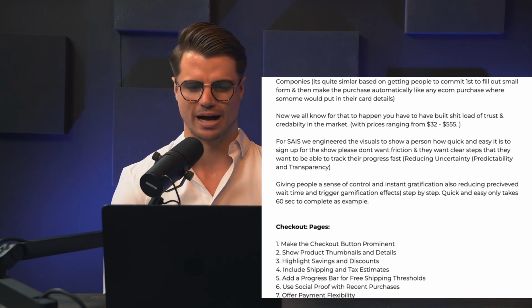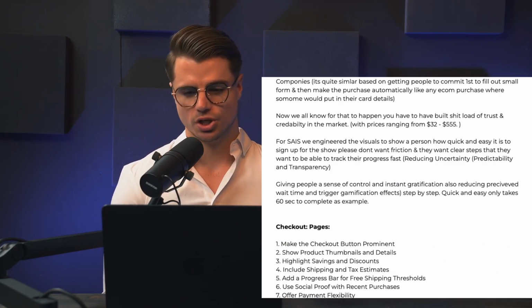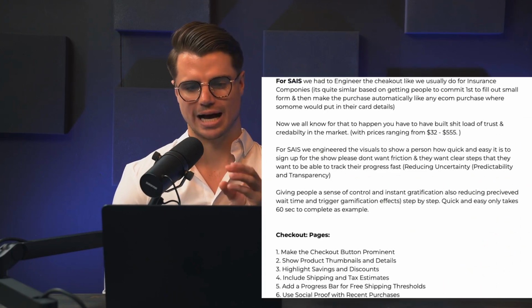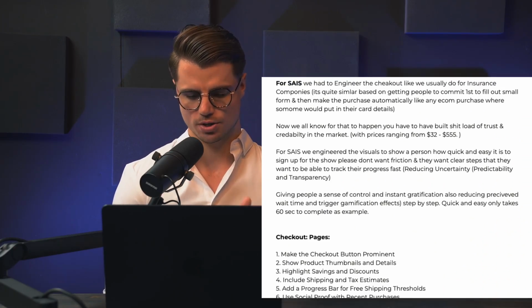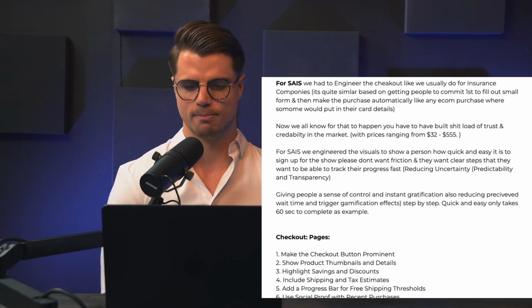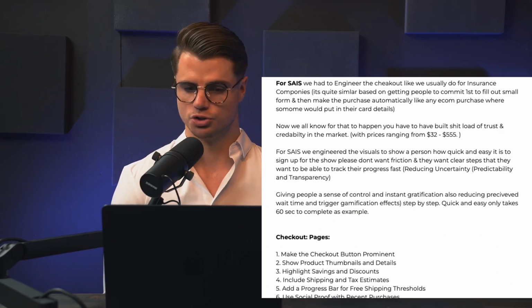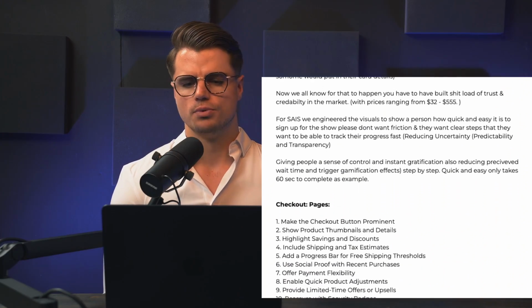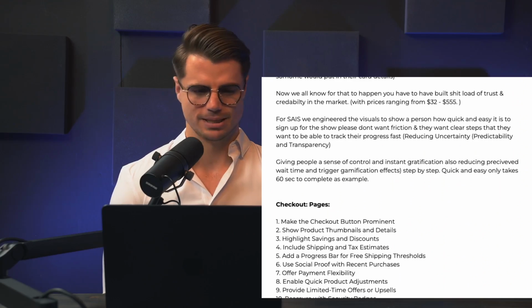But anyways, coming back to the thesis, now we all know for that to happen, you have to build a lot of trust and credibility into the market to actually be able to get someone to a cart, get them to check out, right? Doesn't matter if they're buying shampoo or if they're buying a $500 thing, okay? Now, reducing uncertainty and, well, predictability and transparency.